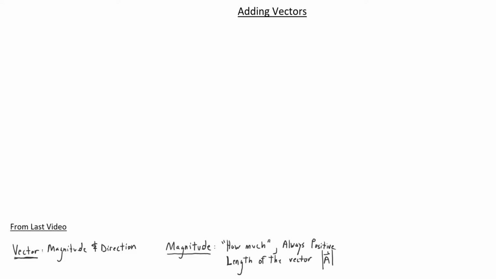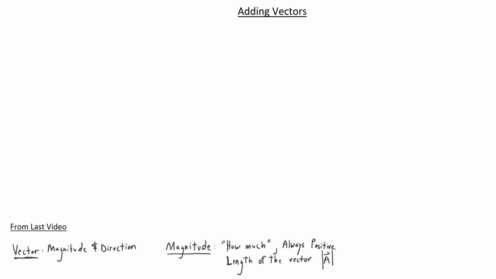So in this video, we're going to talk about adding vectors together. And before we do that, you want to make sure you know the basic terminology about vectors. A vector is something with magnitude and direction. It's a more complicated idea like force. A force will have a magnitude, a how much, like 15 newtons, and a direction. If I'm picking something up, the direction of that force is going up.